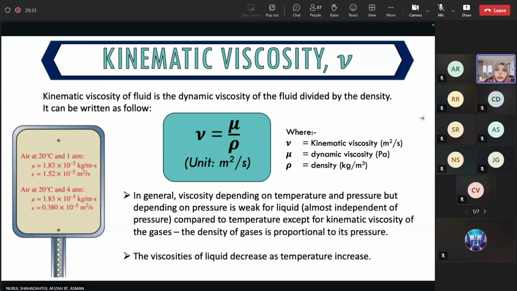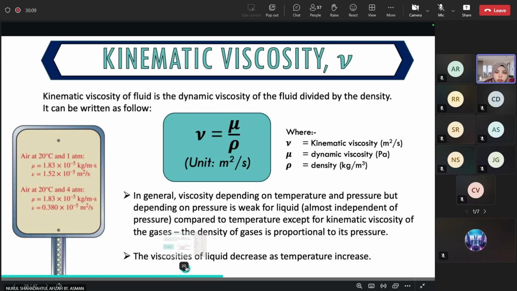Next is kinematic viscosity. Kinematic viscosity is the dynamic viscosity of the fluid divided by the density. In general, viscosity depends on temperature and pressure, but dependence on pressure is weak for liquids compared to temperature, except for the kinematic viscosity of gases. The density of gases is proportional to pressure. And the viscosity of liquid decreases as temperature increases.